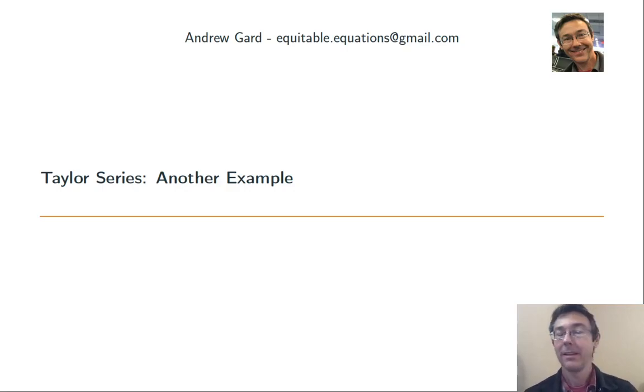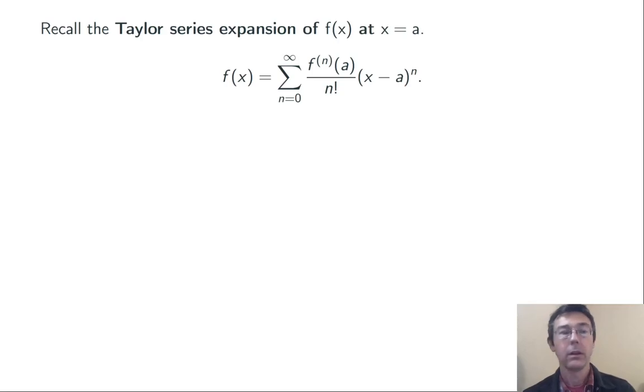Hey everybody. Today I'm doing another example computing a Taylor series. So remember that a Taylor series expansion of a function is just a power series for that function at some particular center, x equals a. The way we compute the coefficients of that power series is by taking derivatives of the function at that value a and then dividing by n factorial.